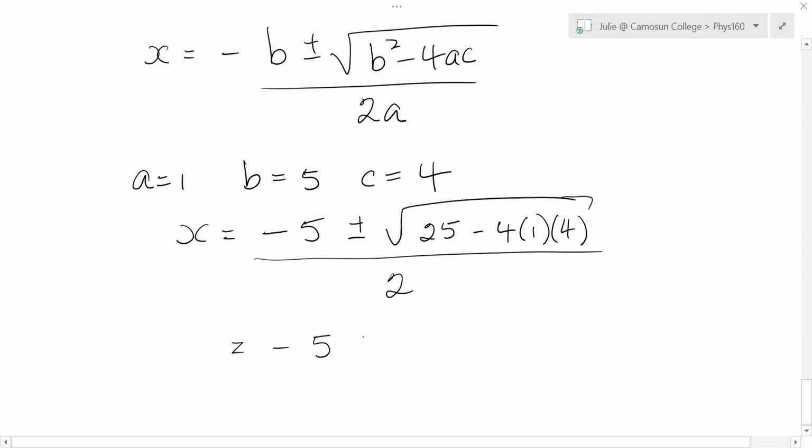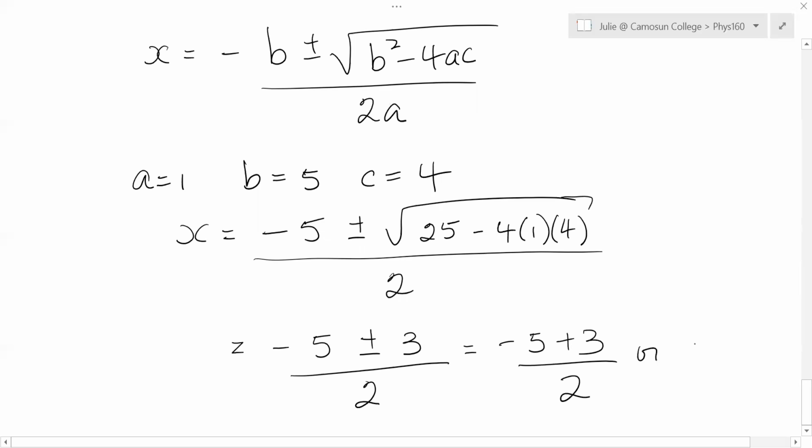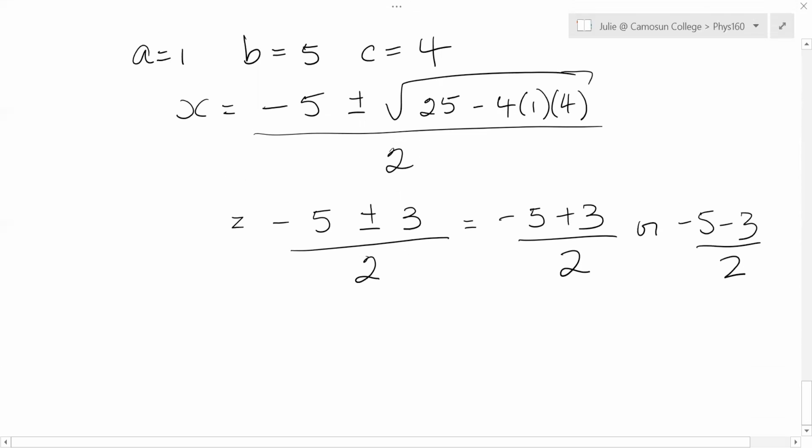So this is negative 5 plus or minus the root of 25 minus 16, which is 9. Square root of 9 is 3, all over 2. This means there's two answers. You pick the positive, negative 5 plus 3 over 2, or negative 5 minus 3 over 2. So x would equal negative 1 or negative 4. And those are the two answers that make that equation work. And you can always go back to the equation and put the numbers in, and you'll see that it works.